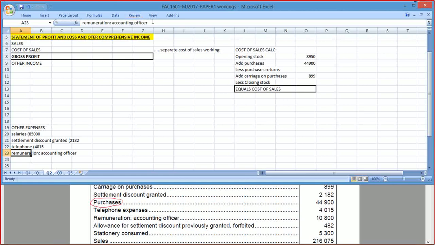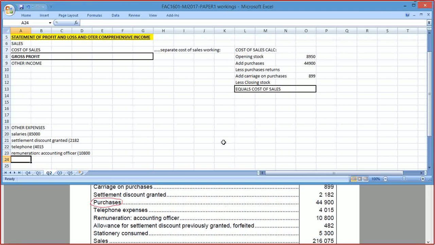Okay, the amount here, open brackets, 10,800. Allowance for settlement discount previously granted, forfeited. Do I need that? Yes, it's forfeited. So if you forfeit a discount, what does that mean? You didn't give it. Do you agree? Yes. Okay, so let's try and understand what happened.